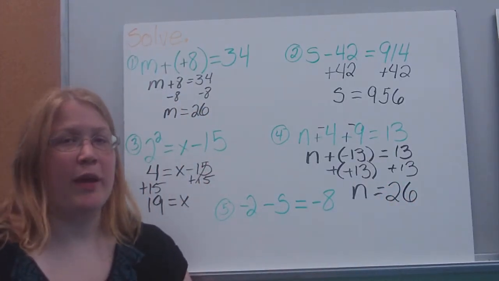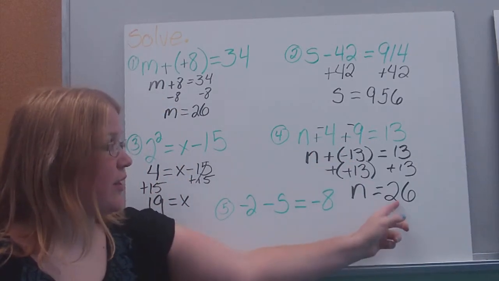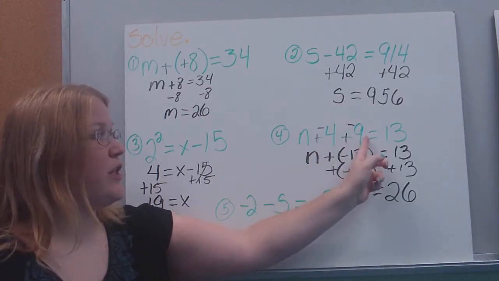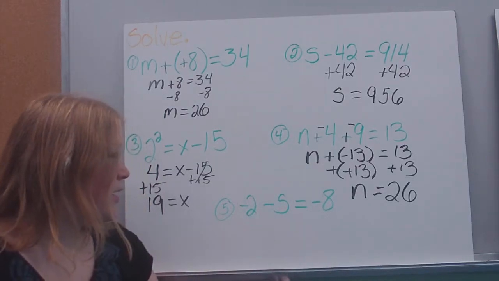And again, this would be one that you might want to check because it could be very confusing, making sure that you have your signs right up here. So go ahead and plug it in. 26 minus 4 gives me 22. 22 minus 9 gives me 13. It checks out.